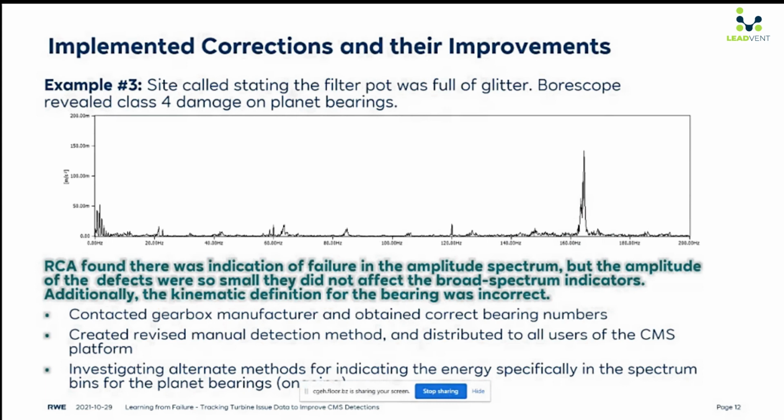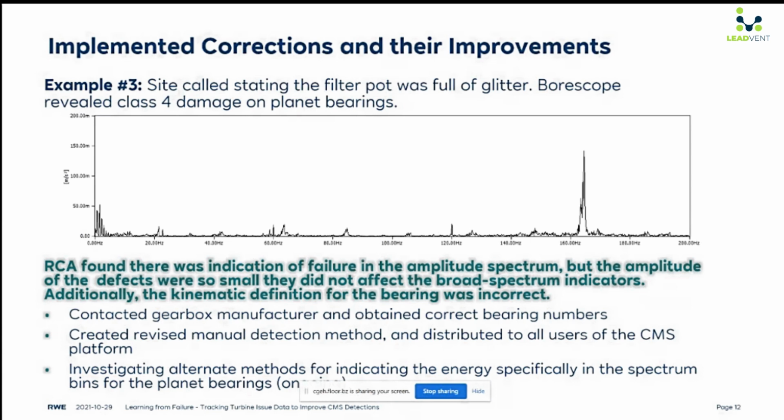Example three. You got the dreaded call that site found glitter in the filter pot or metal shavings. Borescope revealed class 4 damage on the planet bearings. This issue turned out to have a number of root causes. The more critical one was that the kinematic data was incorrect for the bearing in the gearbox. Thus, the analyst was looking in the wrong part of the spectrum.